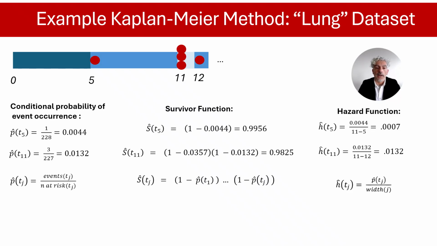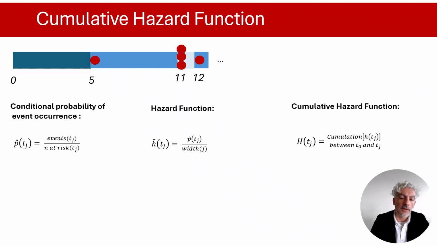And as you probably realized already, the hazard functions calculated in this way tend inevitably to be very erratic because they depend on the interval's width. For this reason, they are not usually reported by most software, because they are quite erratic and difficult to interpret. What is usually reported instead is the cumulative hazard function.